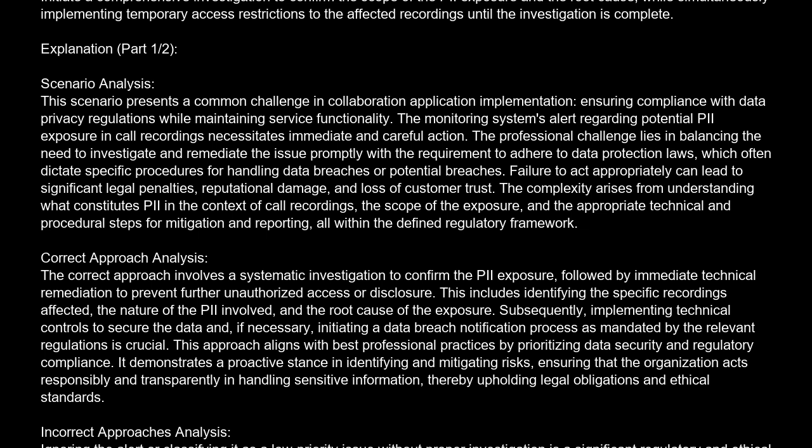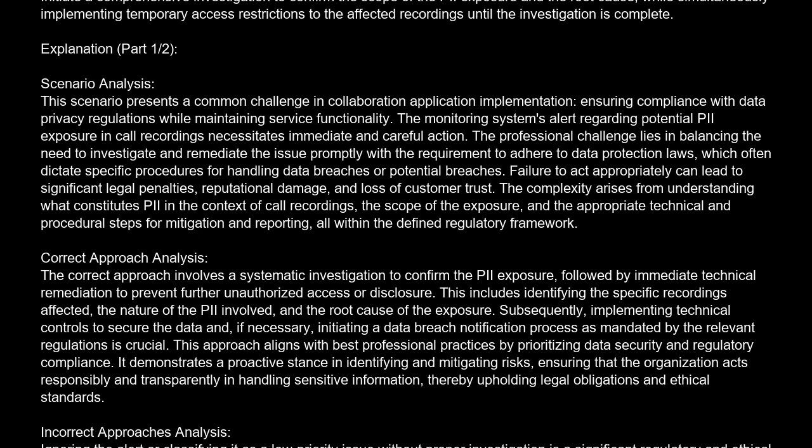Explanation. Scenario analysis. This scenario presents a common challenge in collaboration application implementation, ensuring compliance with data privacy regulations while maintaining service functionality. The monitoring system's alert regarding potential PII exposure in call recordings necessitates immediate and careful action. The professional challenge lies in balancing the need to investigate and remediate the issue promptly with the requirement to adhere to data protection laws, which often dictate specific procedures for handling data breaches or potential breaches.